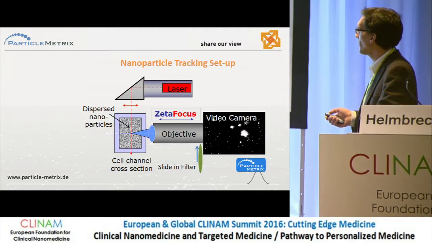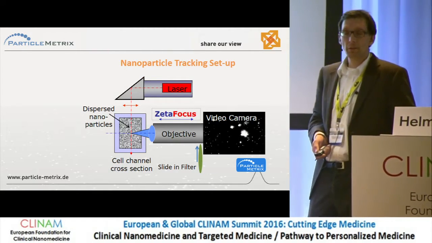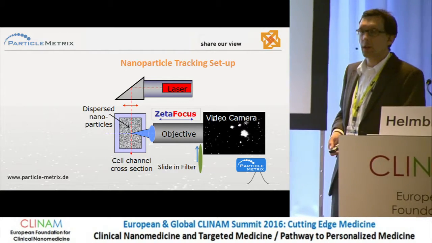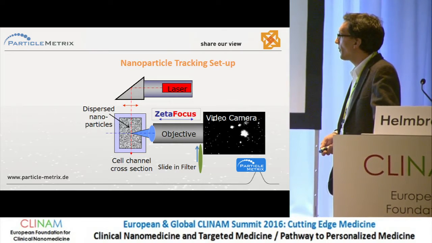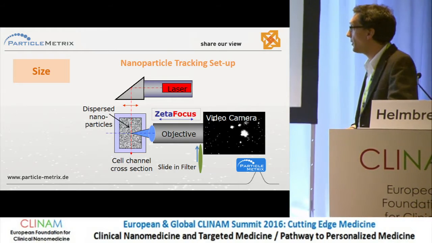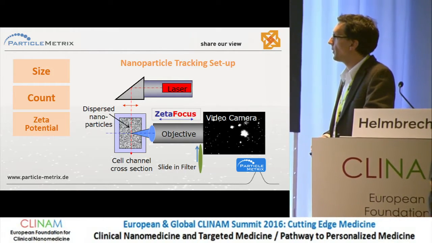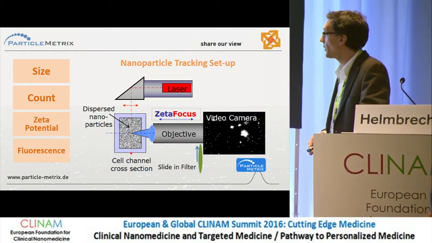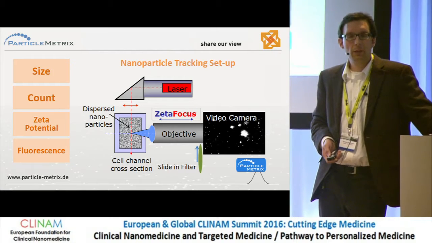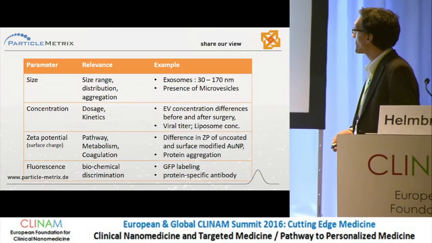There is a laser, and this laser illuminates the particles, and the scattered light of the particles is analyzed, directed and magnified via an objective onto a video camera. By doing that, you can get the size, the count, which is the concentration, the zeta potential, basically surface charge, and fluorescence if you want to apply antibodies which bind specifically onto your nanoparticles.